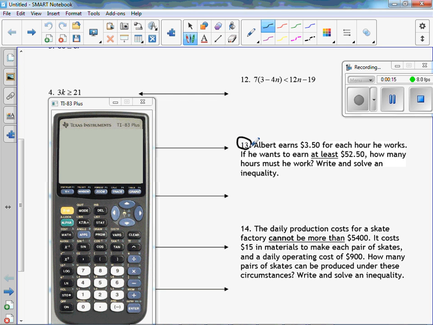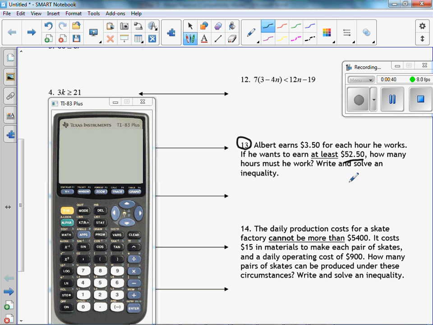I want you to try to work it on your own and then see if you have the same thing I have. Albert earns $3.50 for each hour he works. If he wants to earn at least $52.50, how many hours must he work? Write and solve an inequality.